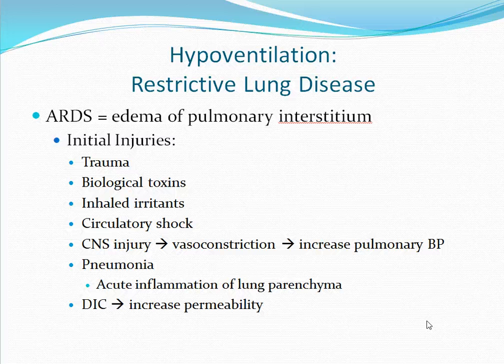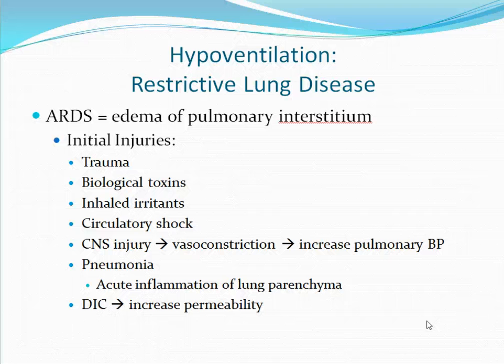What are some of these initial injuries that can result in ARDS? Could be trauma, exposure to biological toxins, inhaled irritants, circulatory shock, also known as shock lung, central nervous system injury causing vasoconstriction and increased pulmonary blood pressure, pneumonia, which causes acute inflammation of the lung parenchyma. Pneumonia typically follows viral pneumonia, but it doesn't have to. It could also be associated with aspiration pneumonia, which occurs when one aspirates vomit while unconscious.